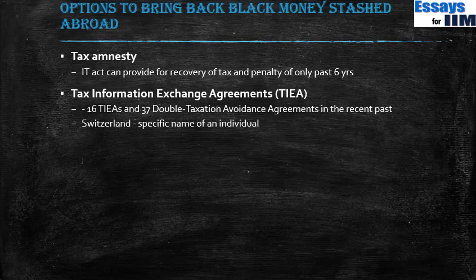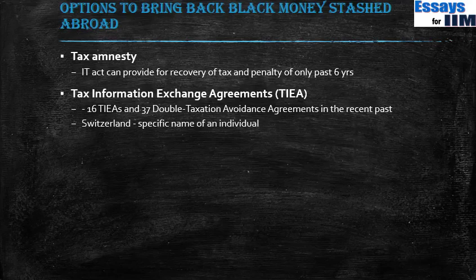Then you have tax information exchange agreements. India has 16 TIEAs and 37 double taxation avoidance agreements. This number could change, but the number is not that important. Each of these agreements has a specific clause, so they are country specific. Like in Switzerland, our agreement says that we have to give them a specific name of an individual if you want any information from the Swiss authorities, banking authorities, about that particular individual's transactions or bank accounts.